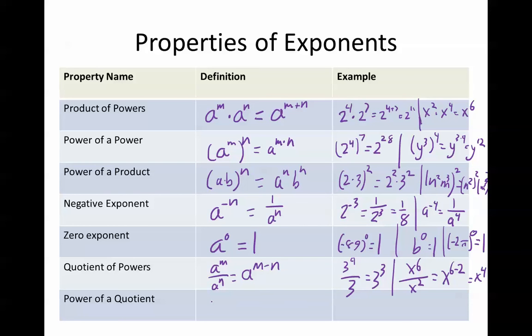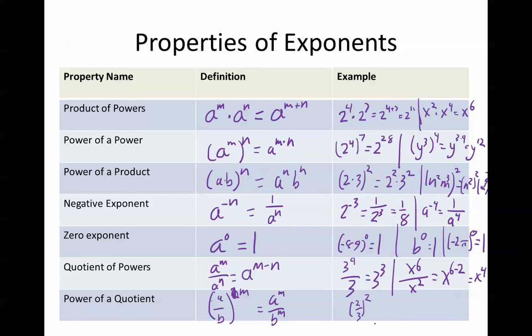Finally, our last property, the power of a quotient. If I have a fraction here, a divided by b, with an exponent on the outside, we should call that m. This would be a to the m over b to the m. So all this says is if there's something in parentheses, this exponent goes to both the numerator and the denominator.